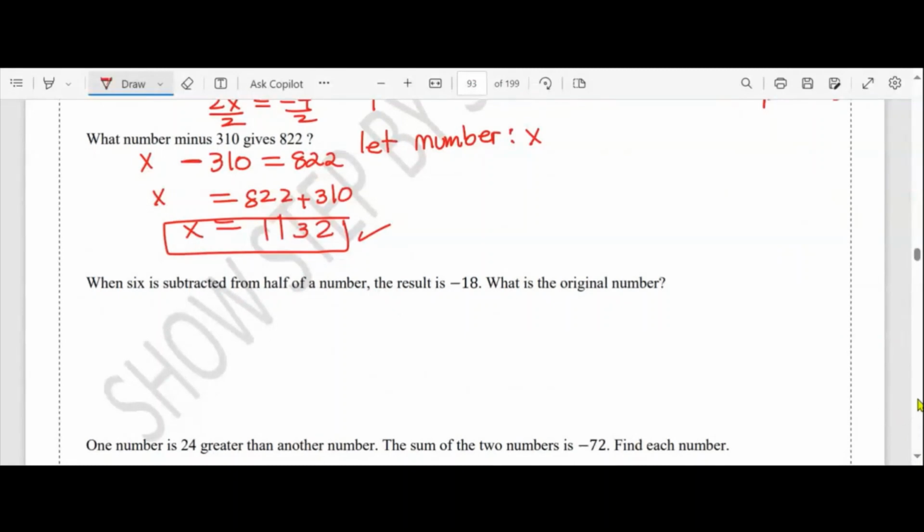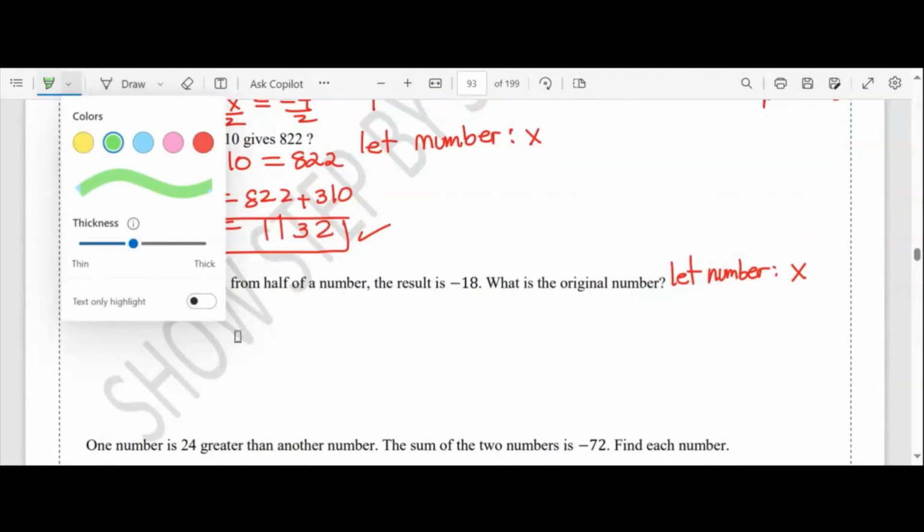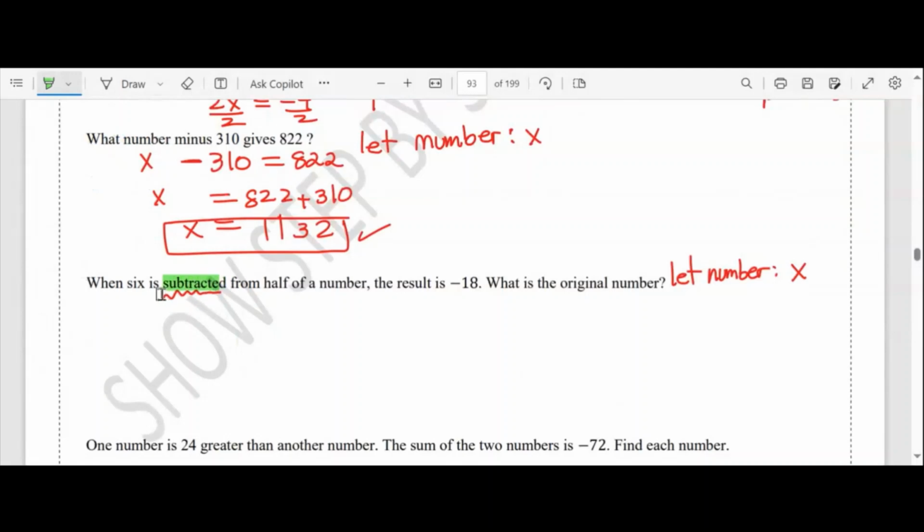Next one. Can you please read? When 6 is subtracted from half of a number, the result is negative 18. What is the original number? Okay. So we're going to let the number equal what? X. Now remember, what do we do with subtracted from? Reverse the order. So you have to be careful with this, okay?